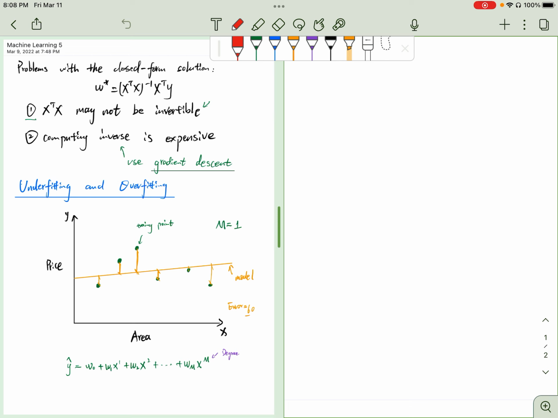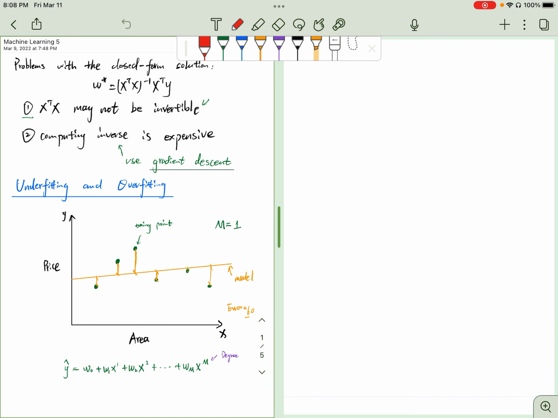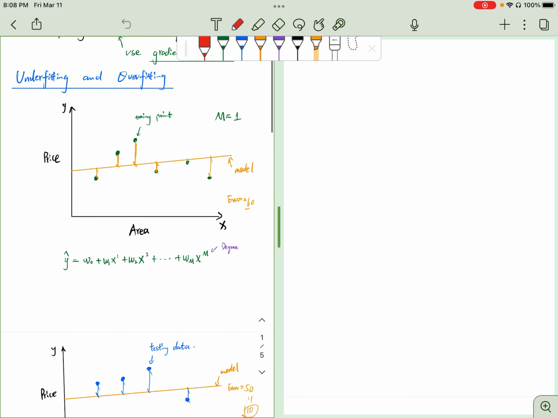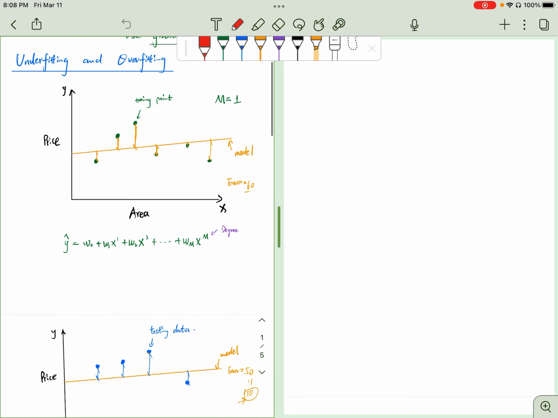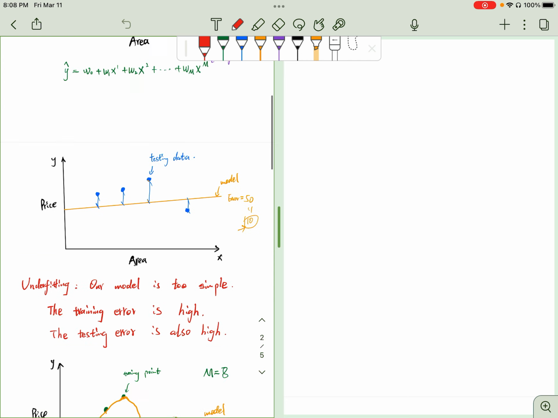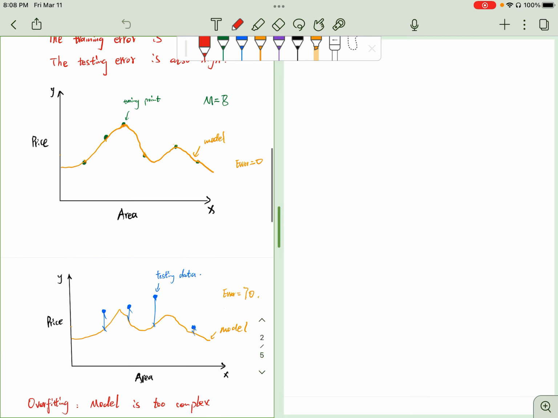Hello everyone, welcome back. Let's first review what we talked about before. In the last lecture, we talked about underfitting and overfitting, and we used simple examples to demonstrate what underfitting and overfitting are.